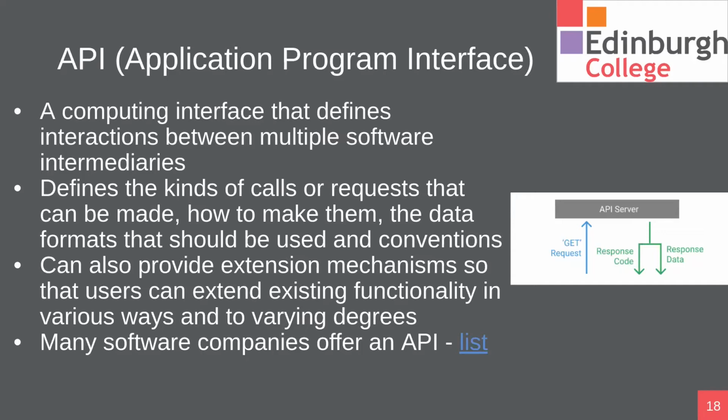So an API, what is an API? So an API is a computing interface that defines interactions between software intermediaries. So many large software companies have an API that you can use, a public API. Now, why would a company offer an API?